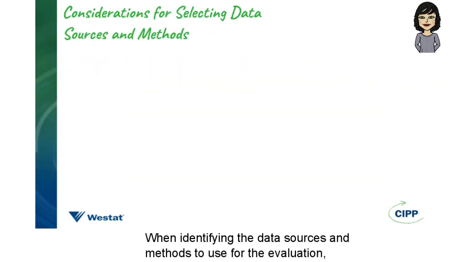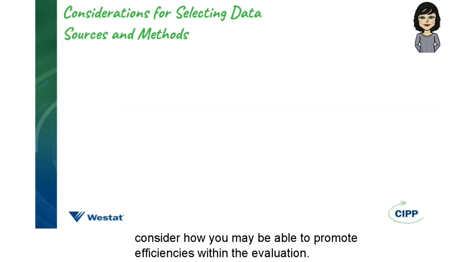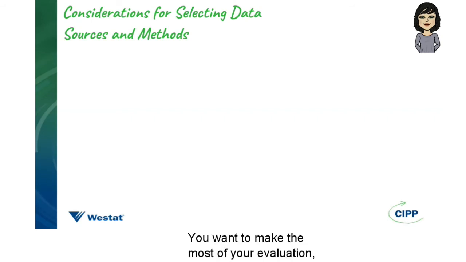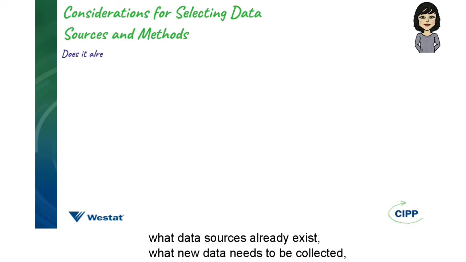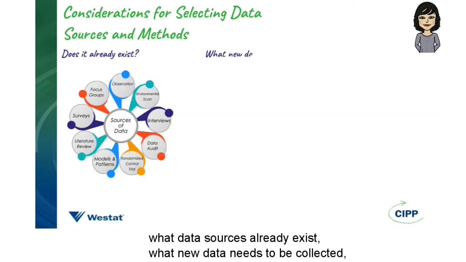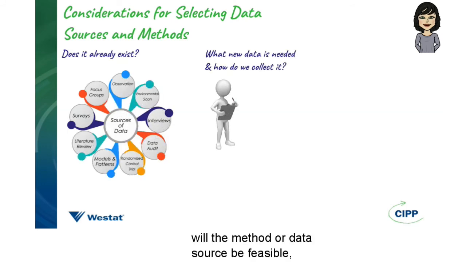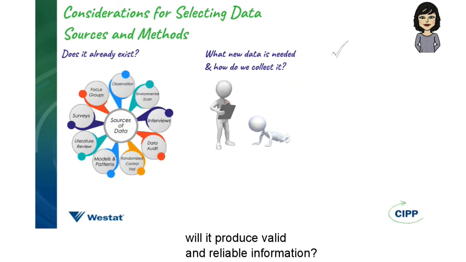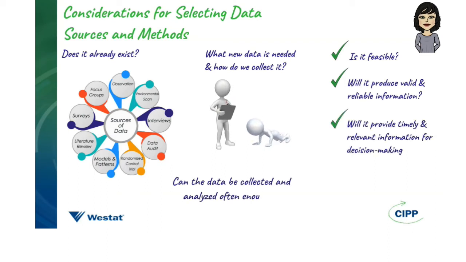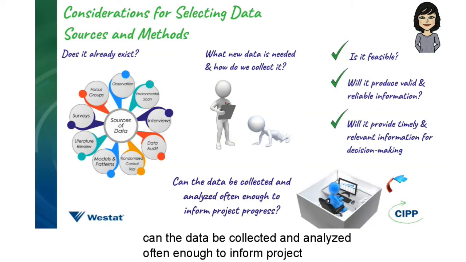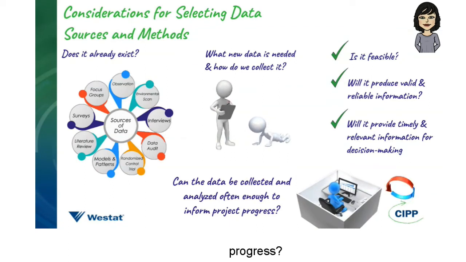When identifying the data sources and methods to use for the evaluation, consider how you may be able to promote efficiencies within the evaluation. You want to make the most of your evaluation so it is useful for continuous improvement. Some things to think about include what data sources already exist, what new data needs to be collected. Will the method or data source be feasible? Will it produce valid and reliable information? And will it provide timely and relevant information for decision-making? In addition, can the data be collected and analyzed often enough to inform project progress?